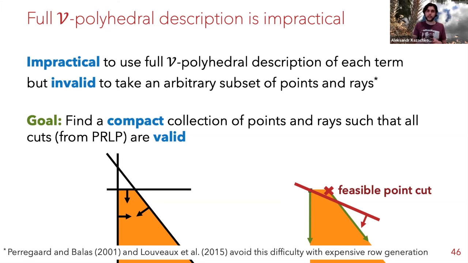What we'd like to do is to select a set of points and rays, not necessarily a subset of the vertices and extreme rays, but select a set of points and rays such that we guarantee that immediately all of the cuts from the PRLP are valid.